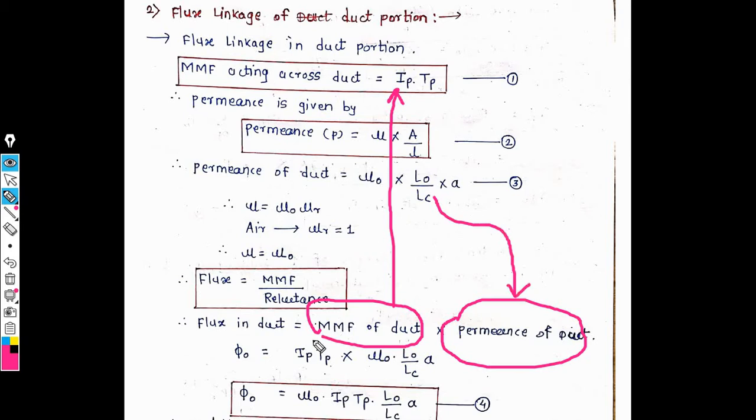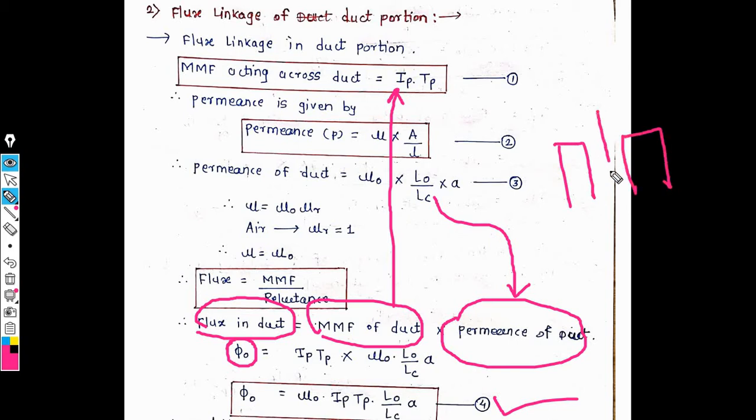Now we have to find phi 0, that is the flux in the duct portion. Phi 0 is equal to IP into TP into mu 0 into L0 upon LC into A. Then phi 0 is equal to mu 0 IP TP into L0 LC into A. This is called equation number 4. That is the flux occurring in the duct portion. This is the core, and this is the expression for flux occurring in the duct portion.